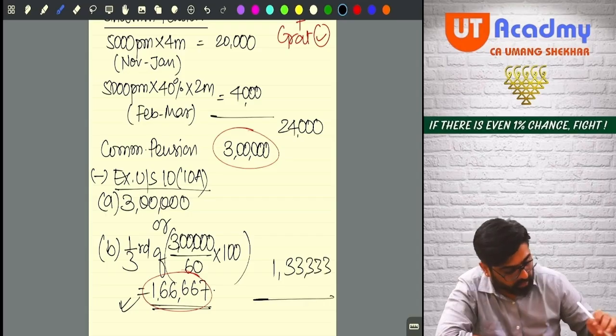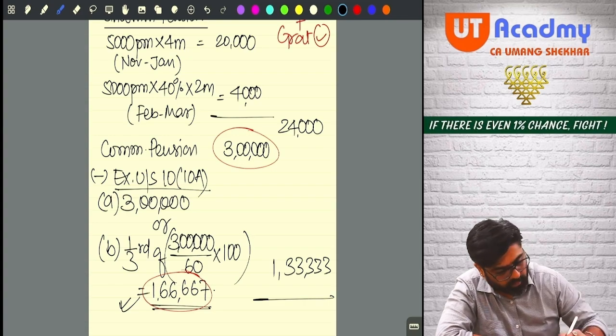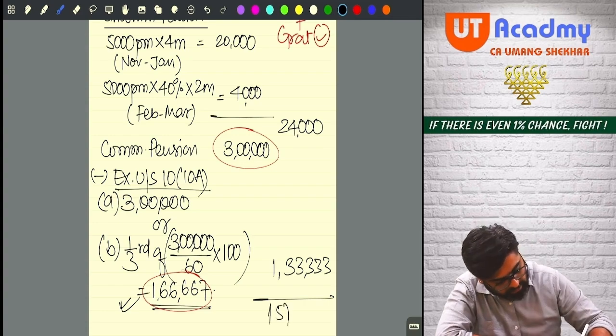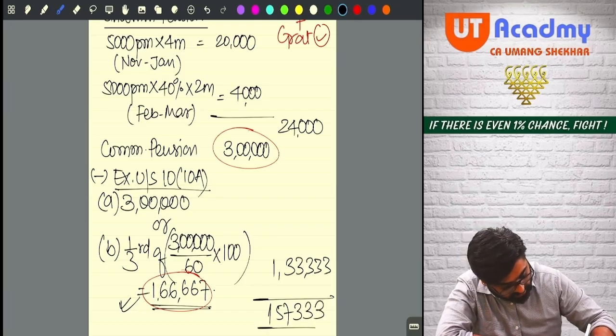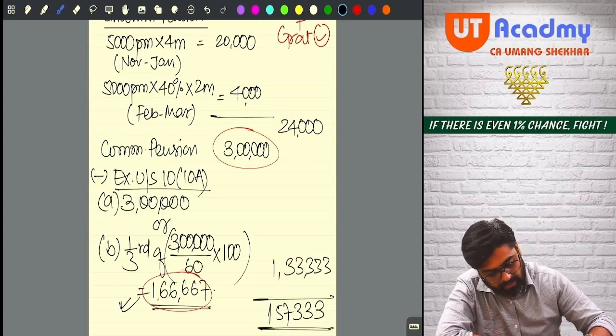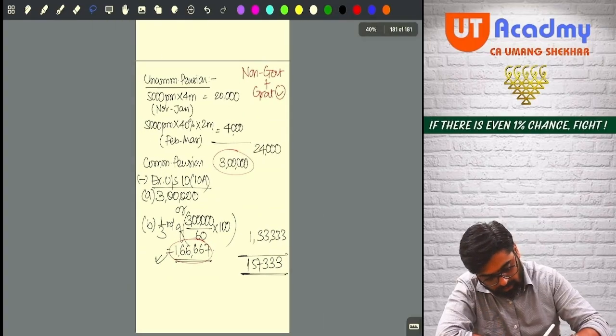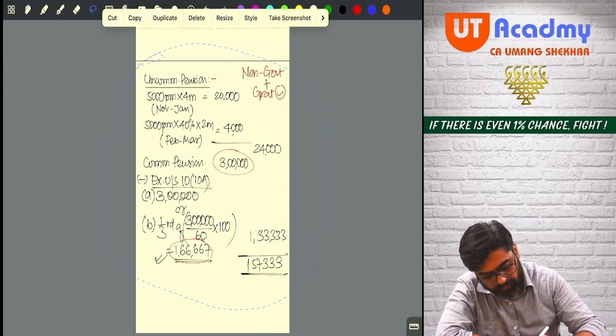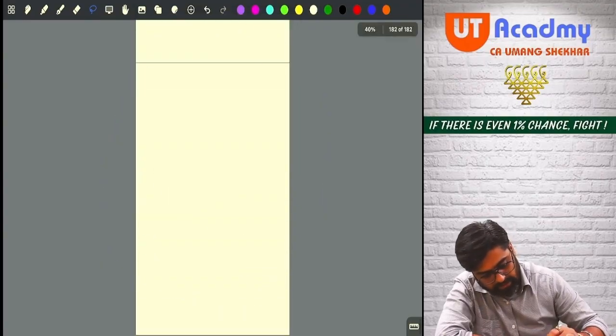1,33,333 plus 24,000 will give me 1,57,333. This is the taxable pension for him. Yes or no? Now the same thing I will copy. See, copy and on the next page I will paste.